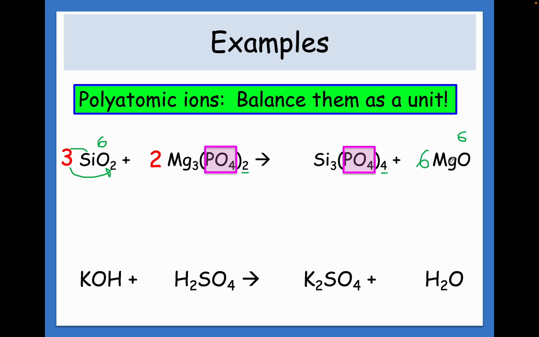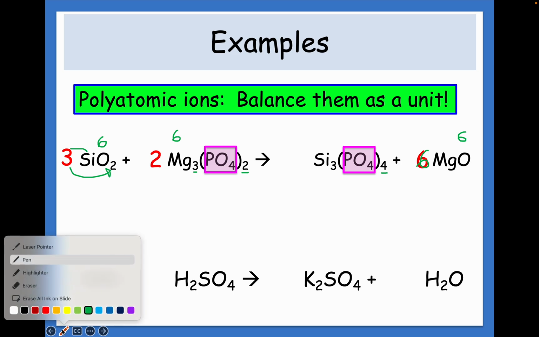Well, I want 6 magnesiums right here. So that means I want 6 magnesiums here. There was a 3 right here. So you guys already saw that there's a 2, all right? So 2 times 3 is 6, so that seems to work. And then 2 times 2 PO4s is going to be 4 PO4s. And look, I have 4 PO4s on the right. So like I said, these things should kind of fall into place as you do them.